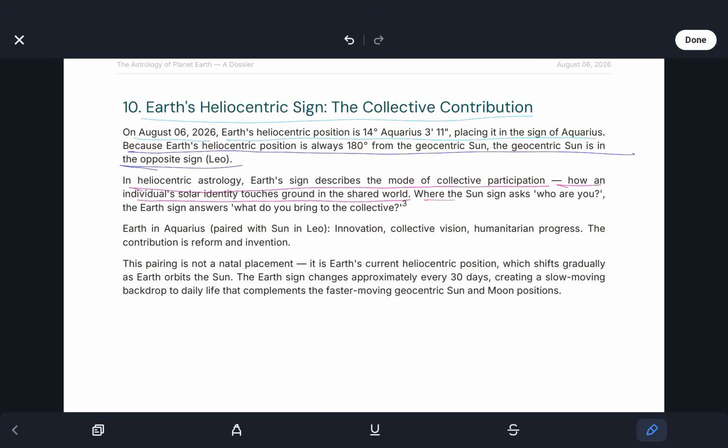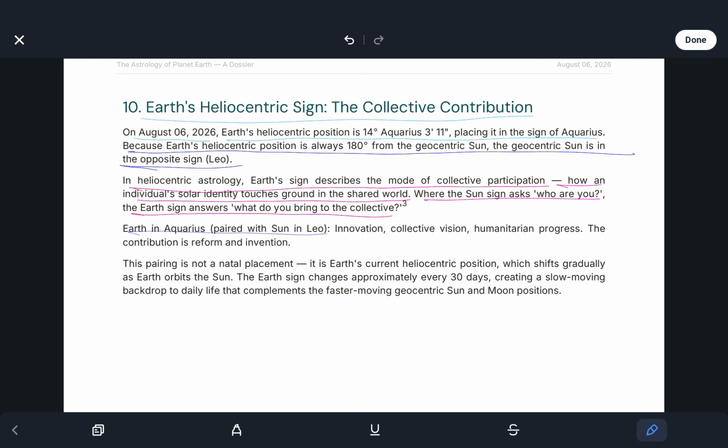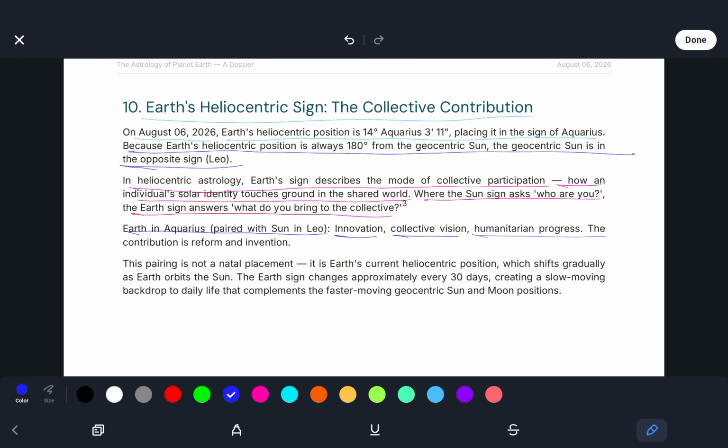In heliocentric astrology, Earth's sign describes the mode of collective participation, how an individual solar identity touches ground in the shared world. Where the sun sign asks, "Who are you?" the Earth sign answers, "What do you bring to the collective?" Earth in Aquarius paired with Sun in Leo is innovation, collective vision, humanitarian progress. The contribution is reform and invention.